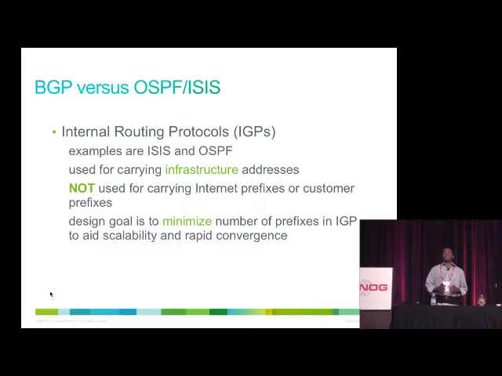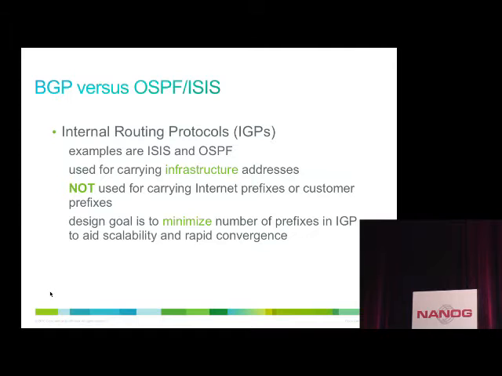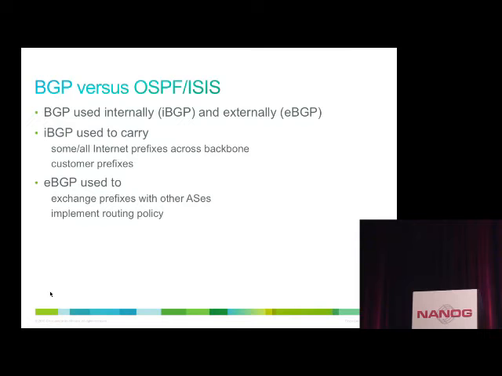It's used to carry infrastructure prefixes. Infrastructure means internal interface IP addresses and loopback IP addresses. It's not recommended to carry anything other than the infrastructure IP addresses. The design goal is to minimize the number of prefixes in the IGP to speed up convergence within the IGP. Remember that BGP recurses to IGP, so it's very important to have faster IGP convergence.